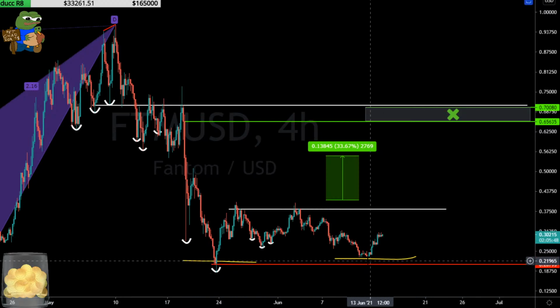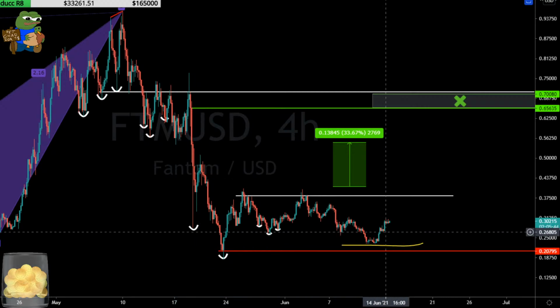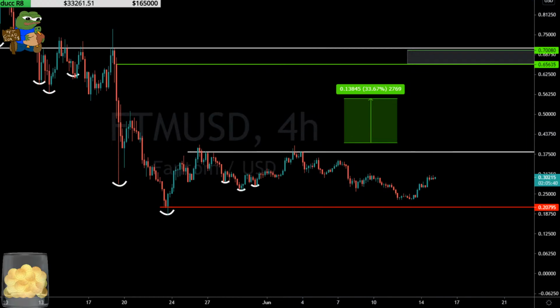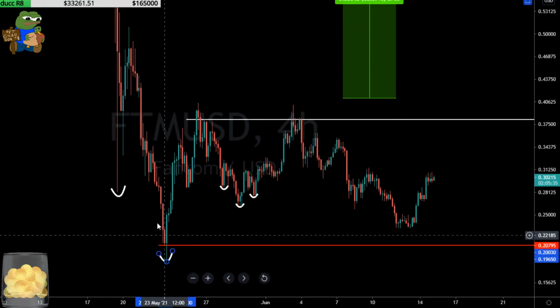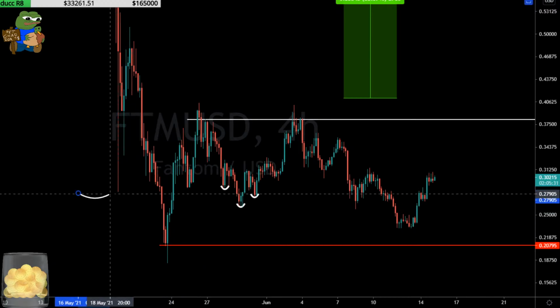FTM, pretty big double bottom here as far as where the candle closes were. Of course, this was a slightly higher low. Okay, so that's always good to see. Let me just repaint those. Kind of funky.